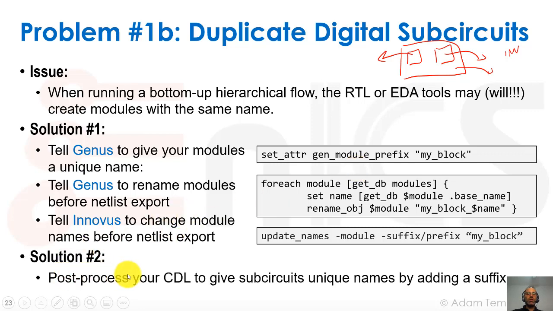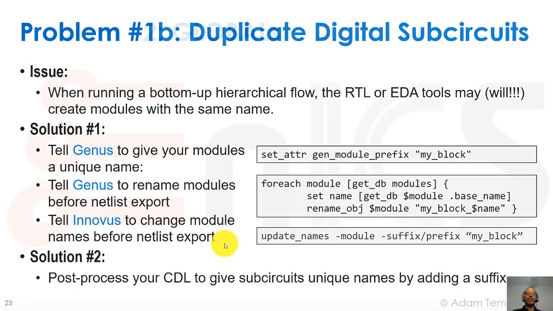Solution number 2, of course, is to post-process your CDL. Actually, the script that I showed on the last slide will give subcircuits unique names by adding a suffix or prefix or something like that. So the same type of thing, but we should really do it, if possible, inside the tool and not as a post-processing step, which is, as I mentioned before, dangerous. So we have to get rid of our duplicate subcircuit names.